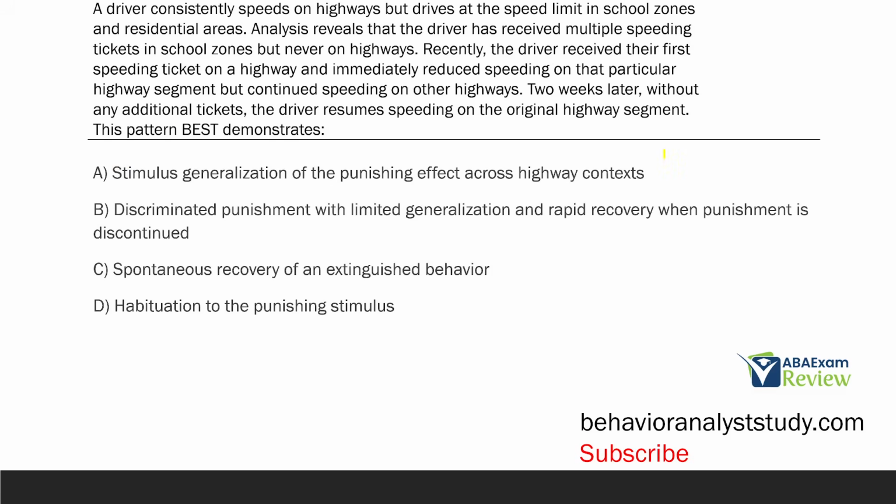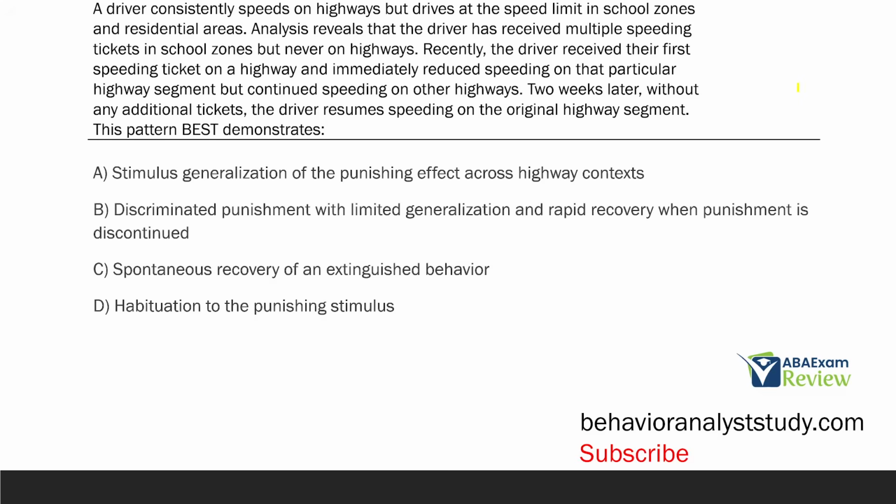A driver consistently speeds on highways but drives at the speed limit in school zones and residential areas. Analysis reveals that the driver has received multiple speeding tickets in school zones but never on highways. Recently, the driver received their first speeding ticket on a highway and immediately reduced speeding on that particular highway segment but continued speeding on other highways.